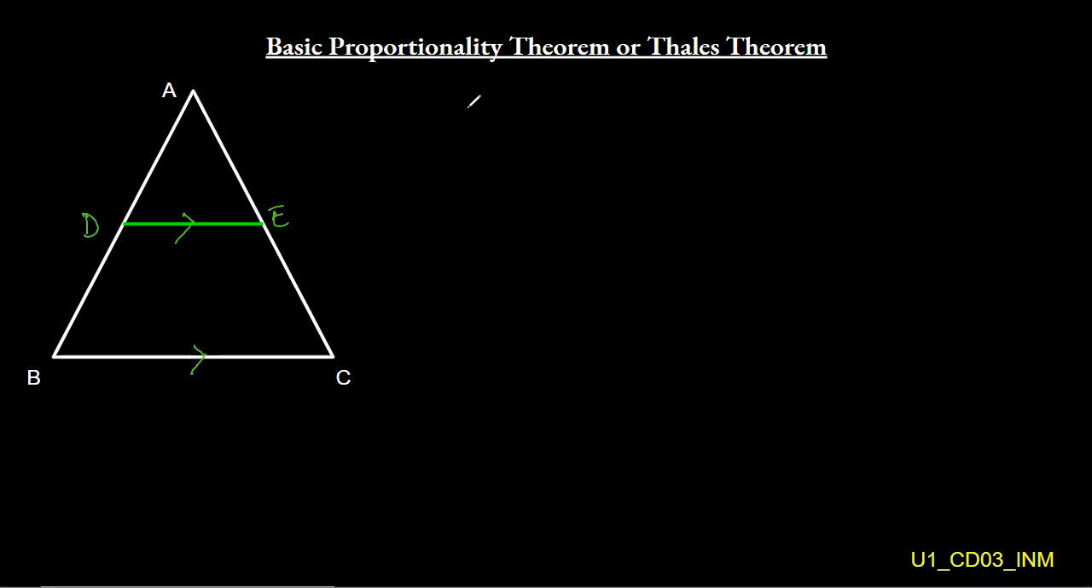Okay? So this theorem says if DE is parallel to BC, where this is the sign of parallel, then AE upon EC will be equal to AD upon DB. This is a simple theorem. So this is all it is.